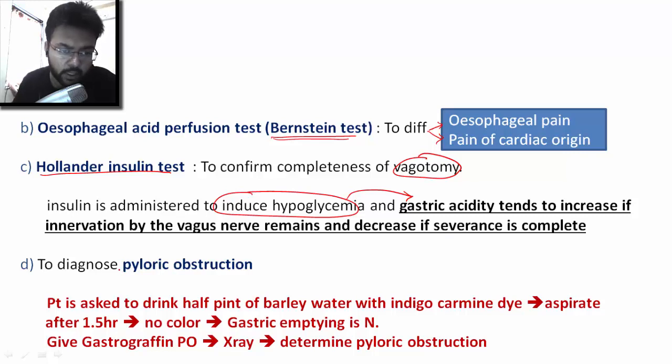It can be used to diagnose pyloric obstruction. The patient is asked to drink half a pint of barley water with indigo carmine dye, and after 1.5 hours, if you aspirate no color, that means the gastric emptying is normal. And after giving a wash, you will give a gastrografin dye and perform an X-ray to determine the pyloric obstruction.